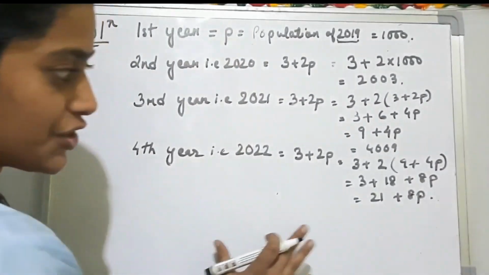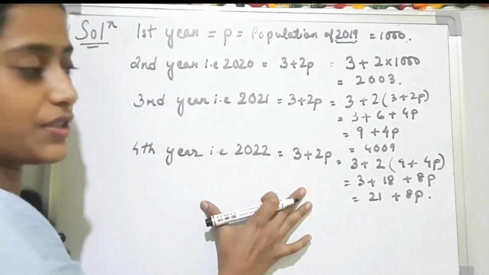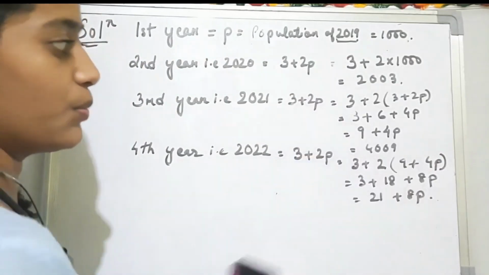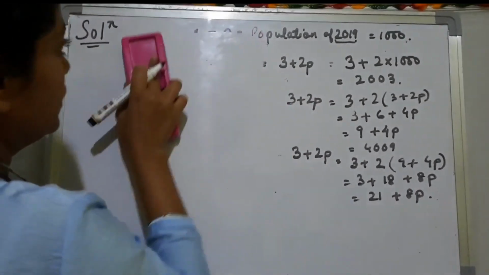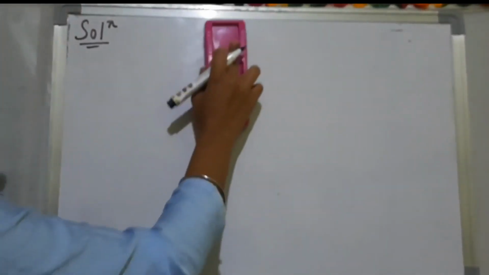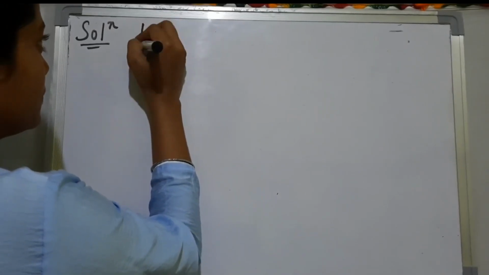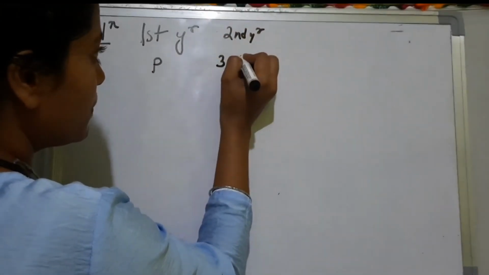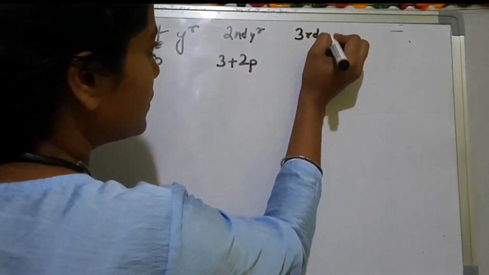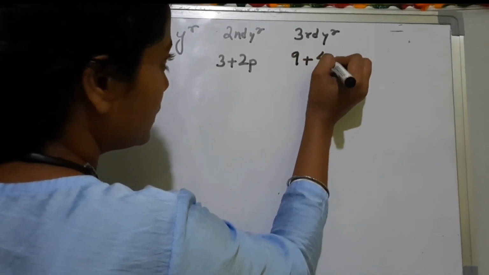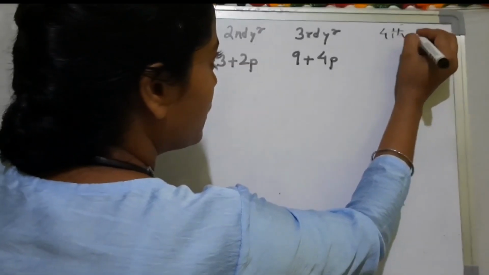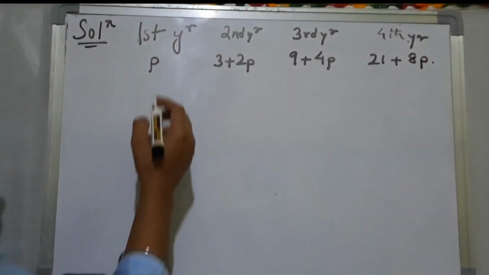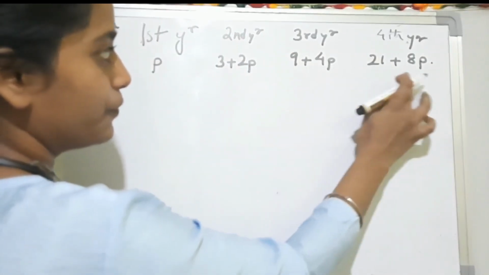So manually we can calculate the population of 2034, but it will be a very lengthy process to calculate the population of 2034. So we will observe the pattern followed in this population to find the population. So let me write the population of all the years. For the first year, we have got P. For the second year, we have got 3 plus 2P. For the third year, we have got 9 plus 4P. For this fourth year, we have got 21 plus 8P.